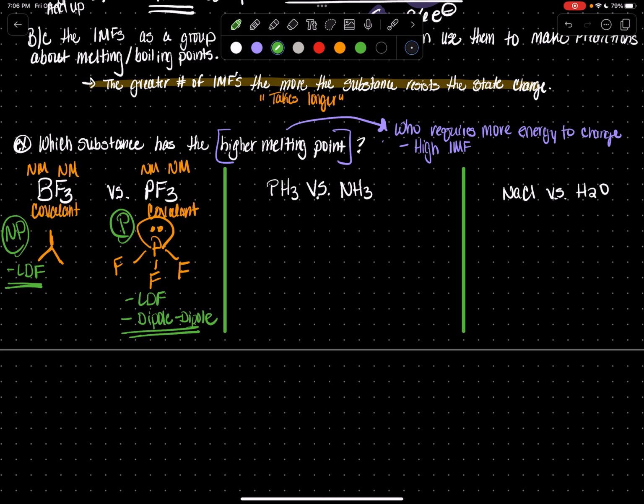Eventually, if you save in quarters and pennies and nickels and dimes, you will have a good sum of money here. So let's take into account our London dispersion force real quick. I have 1 boron, 3 fluorines. Boron is contributing 5 electrons. Fluorine is contributing 9. 1 times 5 is 5. 3 times 9 is what? I'll give you a second. Think about it.